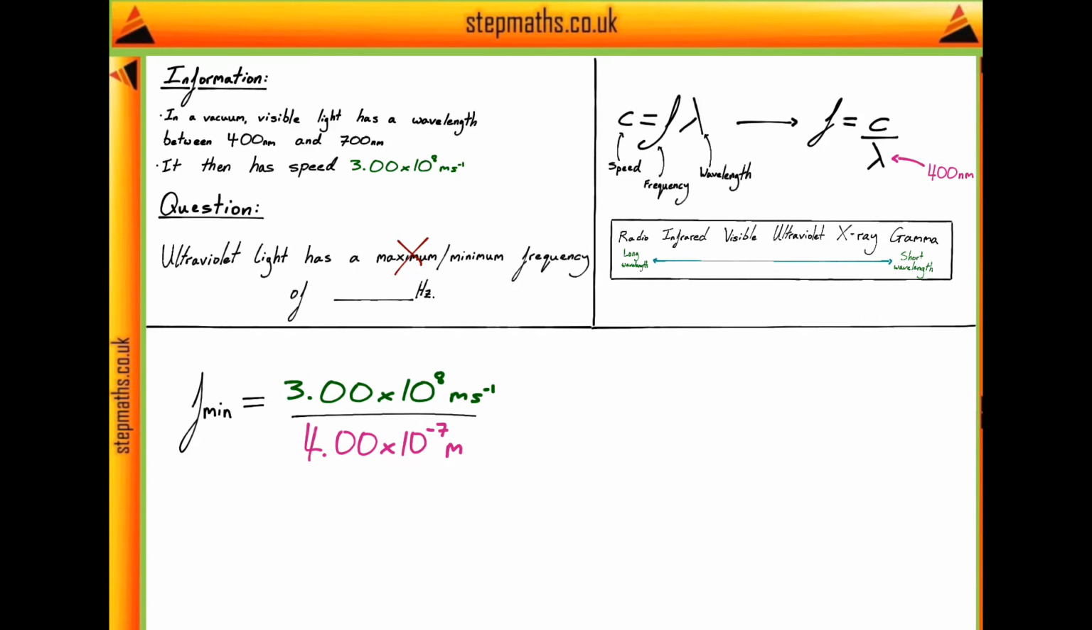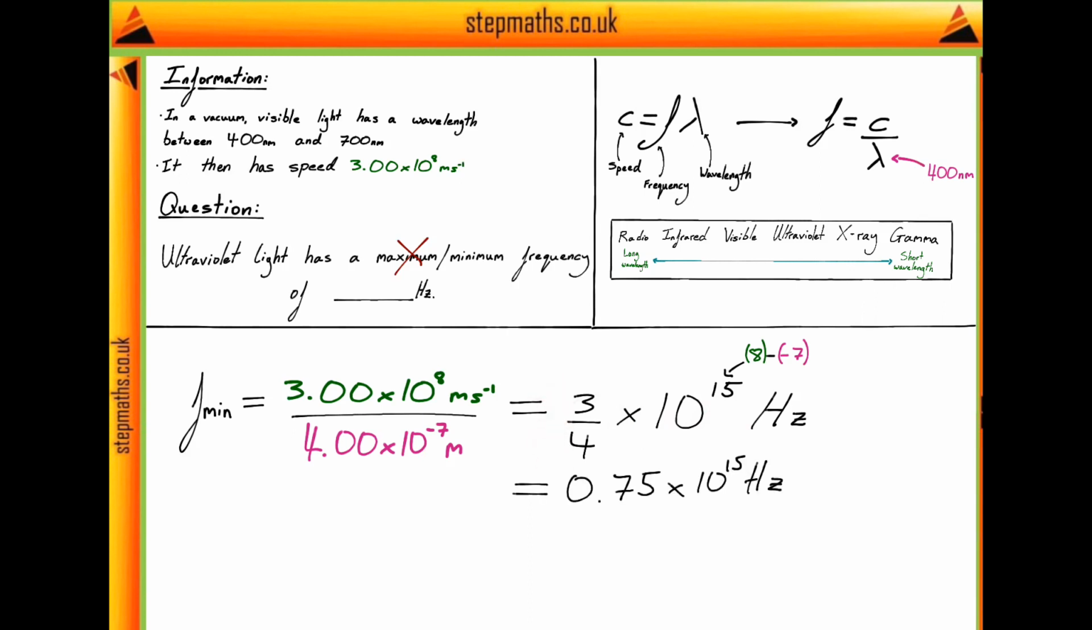Now, through sheer abuse of notation, we can write this as 3 over 4 multiplied by 10 to the 15 hertz. The 10 to the 15 hertz comes from the fact that we have 10 to the power of 8 divided by 10 to the power of minus 7. So we take our power of 8 and take away the power of minus 7, leaving 10 to the 15, and the 3 over 4 we can simplify in the next step. We know that 3 over 4 is just 0.75, which we can then turn into standard form as 7.5 times 10 to the 14 hertz. This corresponds to answer G, and we finished our question.